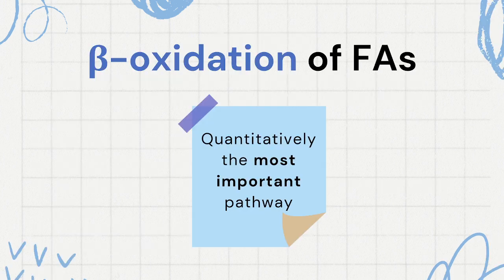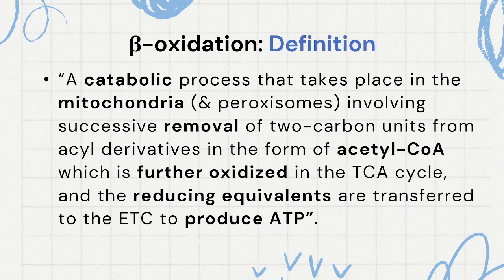We will discuss in detail beta oxidation of fatty acids because beta oxidation is quantitatively the most important pathway. By definition, beta oxidation is a catabolic process that takes place in the mitochondria and peroxisome involving successive removal of two carbon units from the acyl derivative in the form of acetyl-CoA, which is further oxidized in the citric acid cycle, while reducing equivalents will be transported to the electron transport chain to produce ATP.